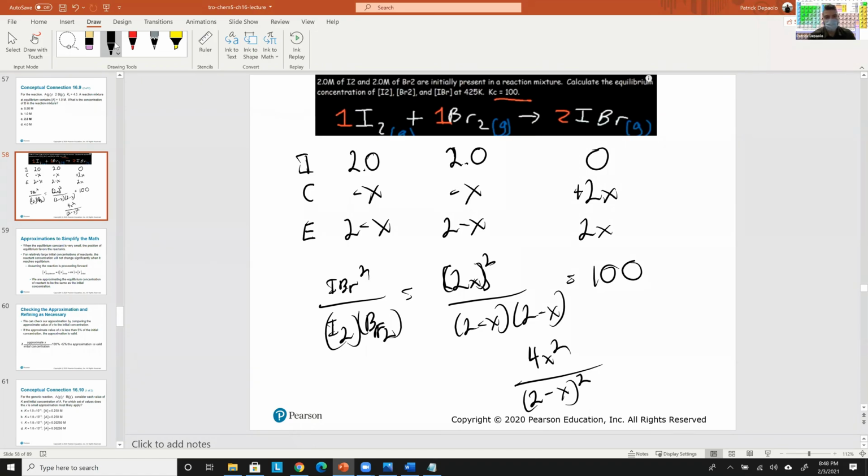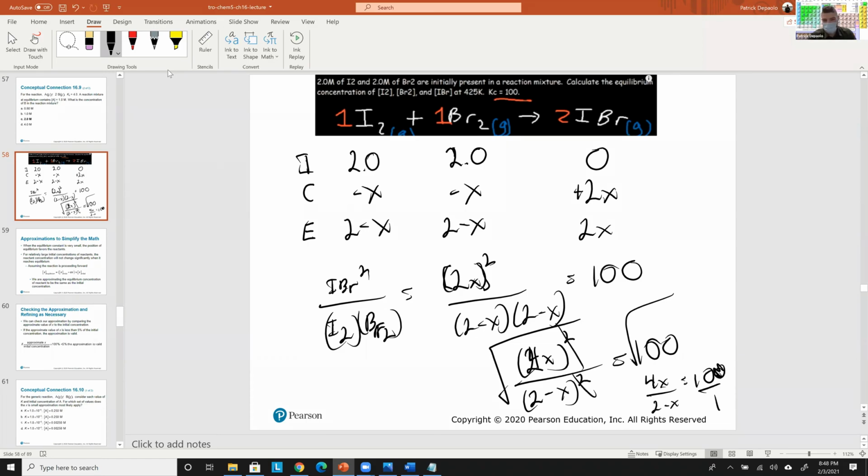Well, or you could just do this. Hold on. This is a better way. So you leave this squared. The whole thing is squared equals 100. Square root both sides. Exactly. So then you get 4x over 2 minus x, like that, equals 10. Then you can cross multiply.